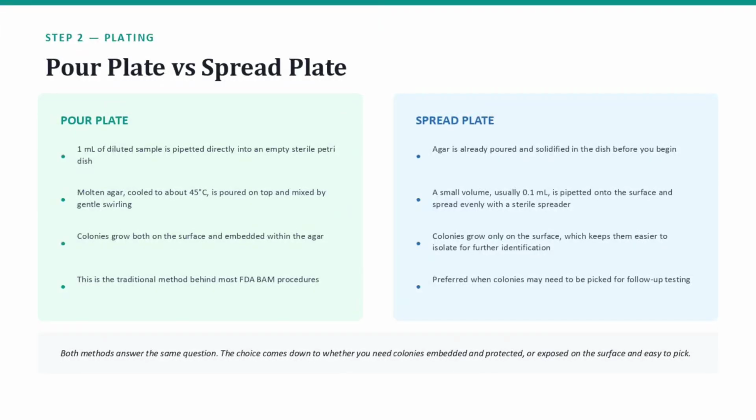Spread plate. Here, the agar is already poured and solidified in the dish before you even begin. A small volume, usually just 0.1 milliliter, is pipetted onto the surface and spread evenly using a sterile spreader. Colonies grow only on the surface, which actually makes them easier to isolate for any follow-up testing you might need to do. This method is preferred whenever colonies may need to be picked later for further identification. Both methods are answering the exact same underlying question. The choice really comes down to whether you need colonies embedded and protected within the agar, or exposed on the surface and easy to pick off individually.